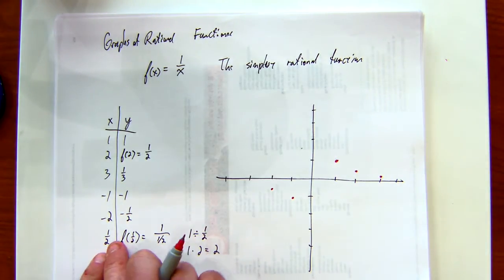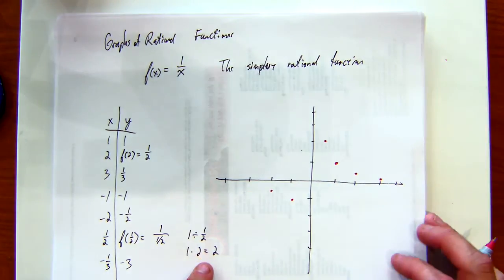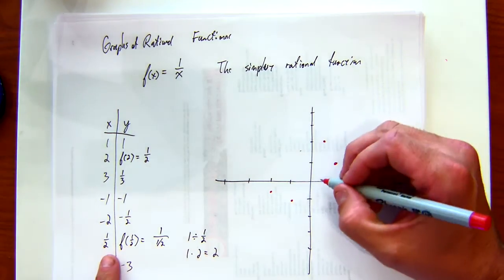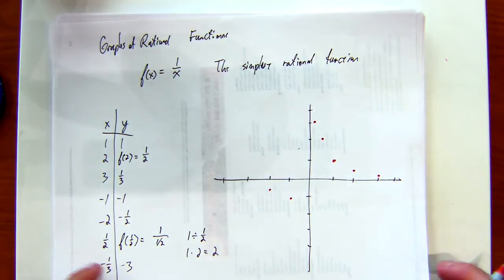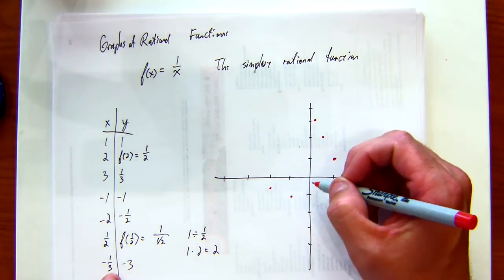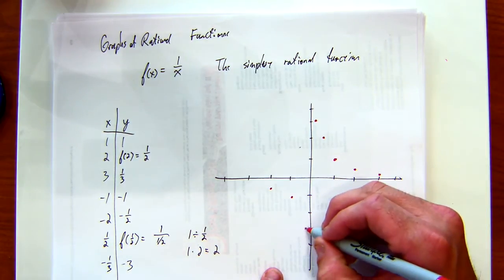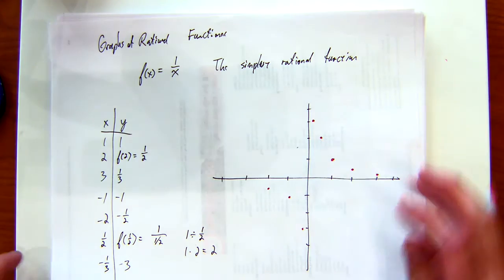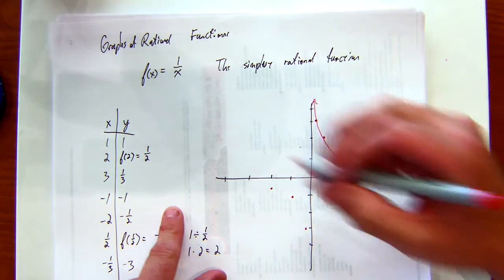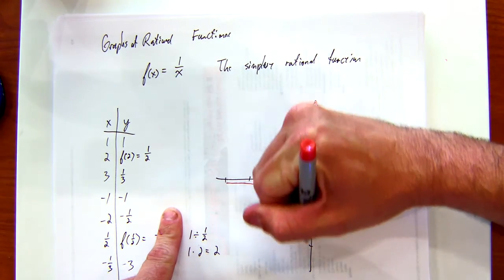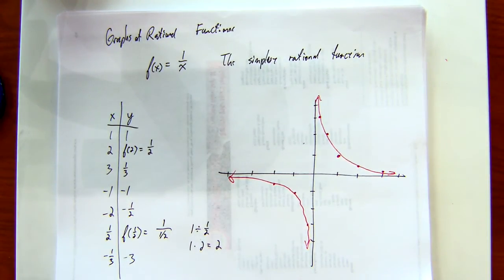Now when I chose x to be a half, that would be right here, and I got y to be 2, so that's way up there. If x is a third, then y is going to be 3, something like that. What about negative 1/3? Then y is negative 3, so that's 1, 2, 3 down here. If I picked a whole bunch more points, the graph's going to look something like this. And that's basically what a rational function graph would look like.